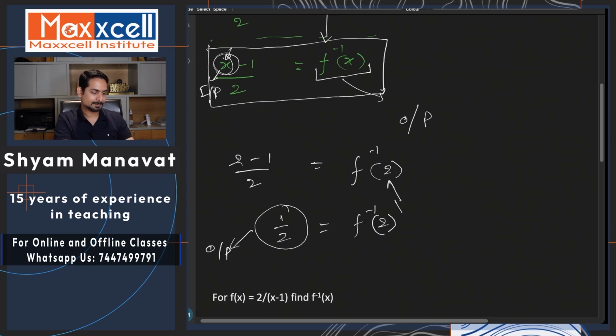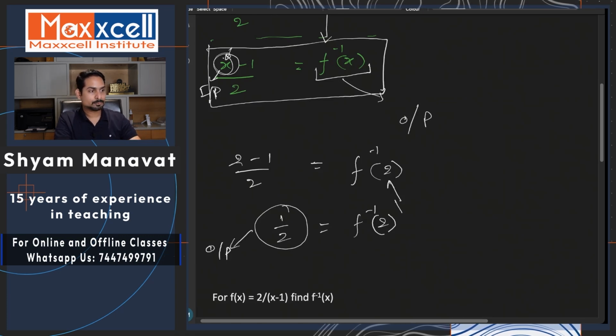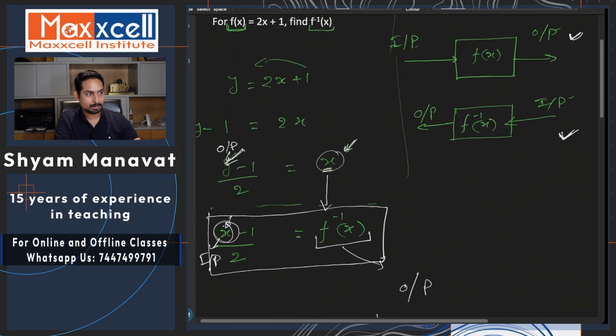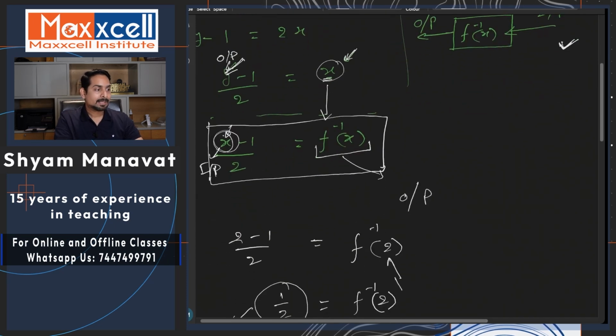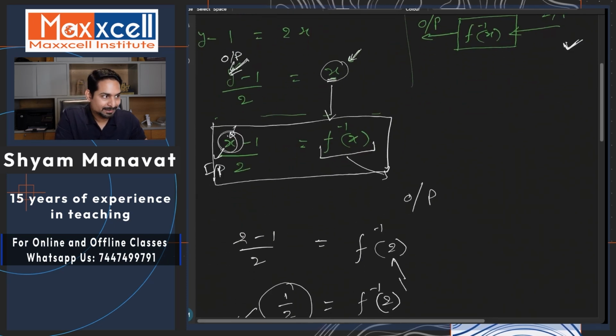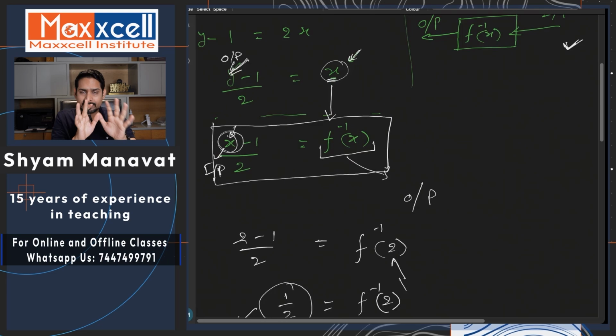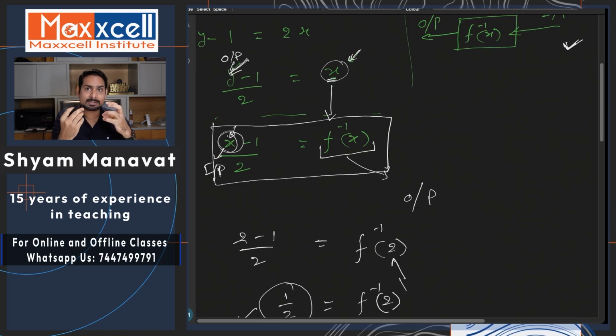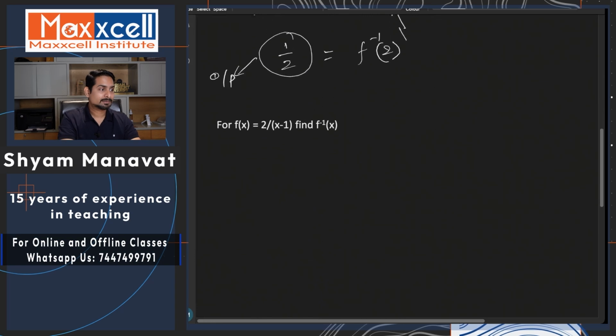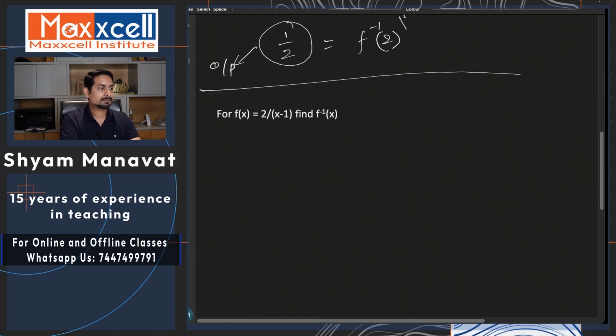Did you understand this? Yes, no? Please tell me. Yeah, so input becomes output and output becomes input. If you are not able to understand the complexity of it, don't worry, nobody is going to ask you this much in detail. You just need to understand how to find the inverse function. So the steps are very easy. Let's try once again for this question.